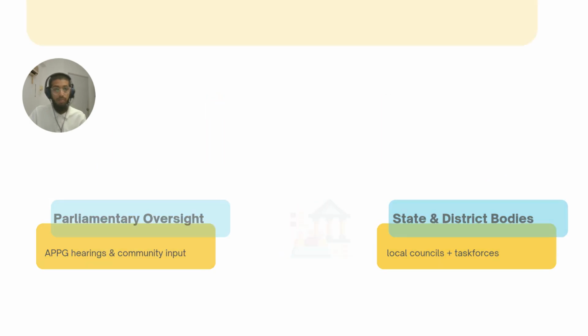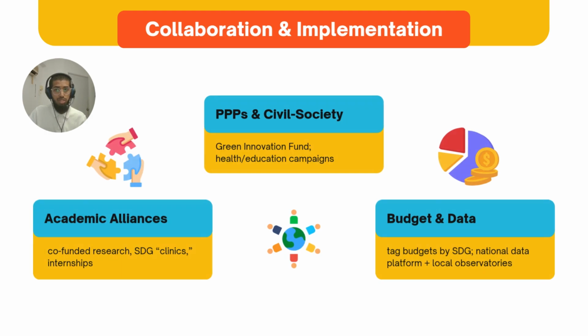And for the collaboration and implementation part, we will harness triple Ps, like a Green Innovation Fund and public-civil partnerships for joint campaigns. Academia joins as a key partner via research grants and SDG clinics. Budgets are targeted by SDG, and a unified data platform fed by local observatories ensures real-time tracking.